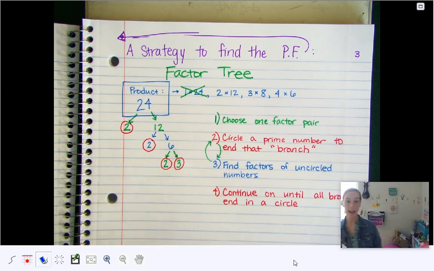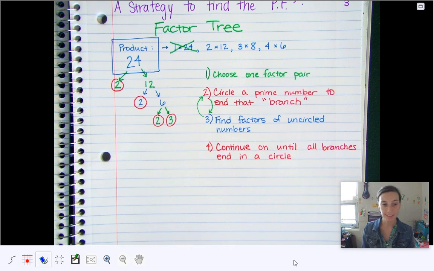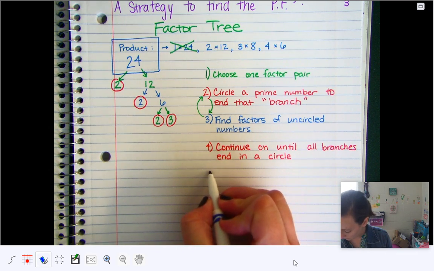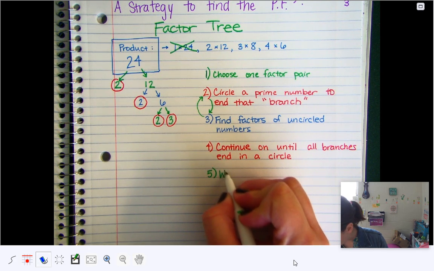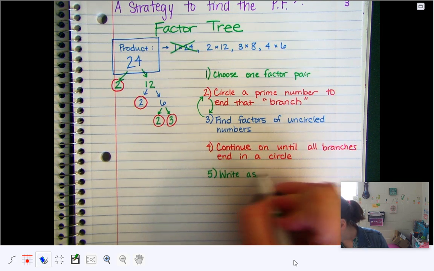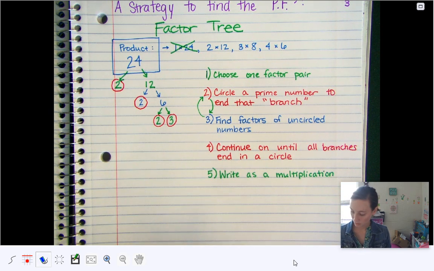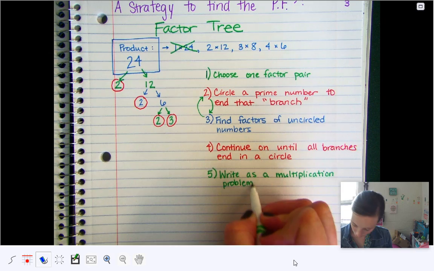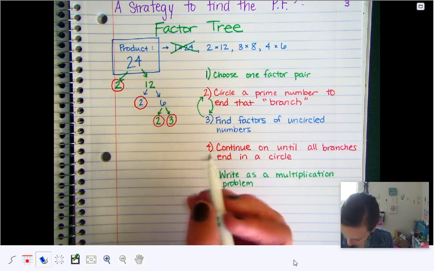Now, I'm almost done. The last thing I need to do is I need to write this as a multiplication problem. So 2 times 2 times 2 times 3 is 24.